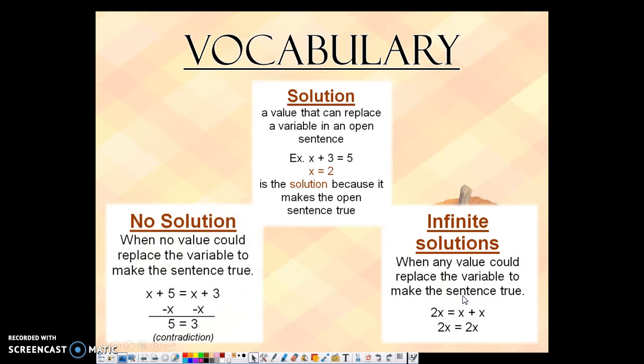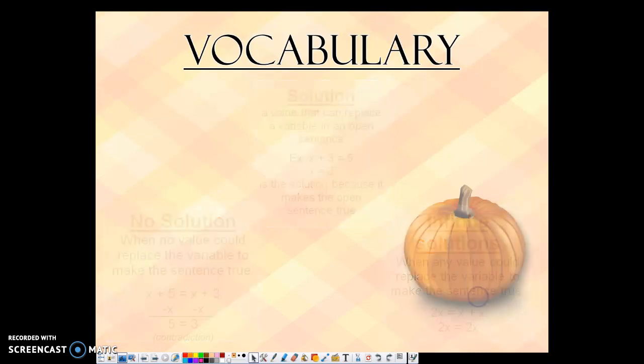If you have a solution, you'll have x equals some number, okay? No solution is when it says something that doesn't make sense, like 5 equals 3. 5 does not equal 3, so it's no solution. Infinite solutions is when they equal the exact same thing, so 2x equals 2x. That is true. And there's an x on both sides, so that'd be infinite solutions.